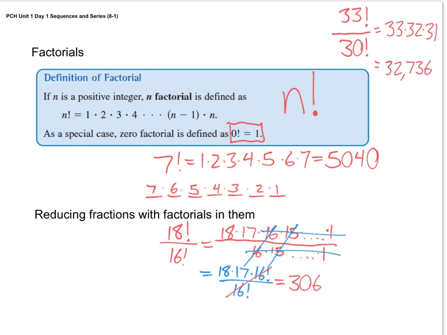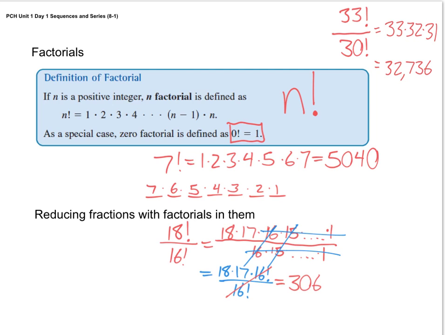So, try to get comfortable working with these, okay? It can make very, very large number problems much, much simpler, okay? If you put 33 factorial into the calculator, it may or may not even be able to handle it. At least not without using scientific notation. So, that's our basic idea with factorials.